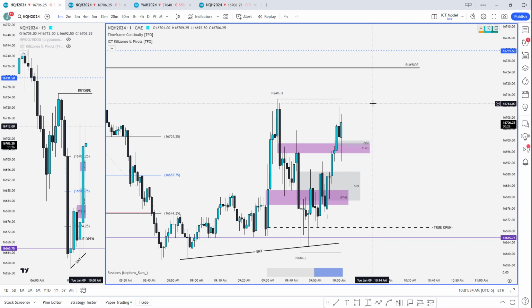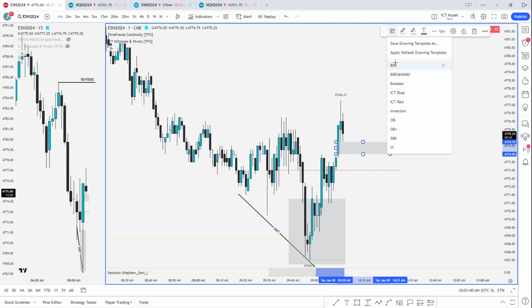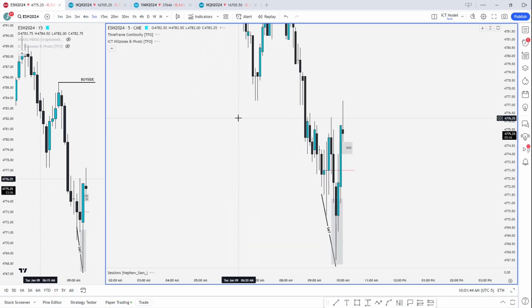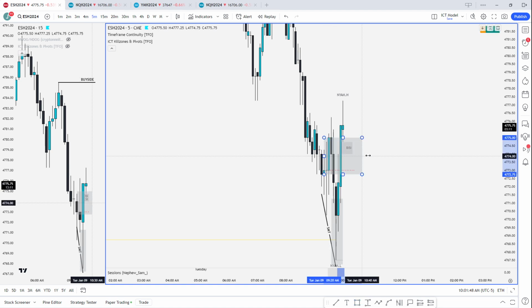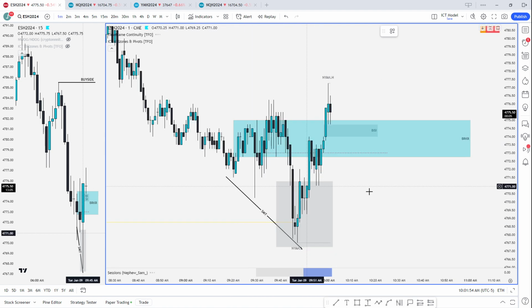YM and NQ doing their own things. Yeah, it's definitely difficult to read those two, but ES looks way cleaner to me. We have a breaker that's forming. We have this BISI on top of it, right? So if we go to maybe a higher time frame, it's still choppy. This would be the breaker I'm looking at. So these last up-closing candles for the move down that takes stops, external range breaker there.